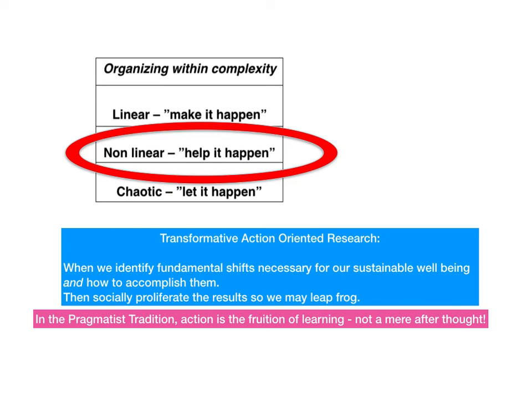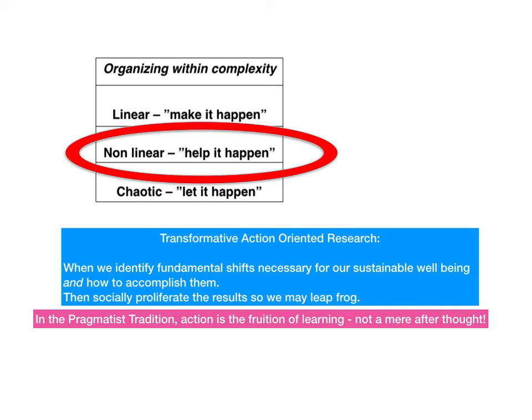Climate change is really very, very frightening. But we can, as action researchers, help things happen. And what is it we're trying to help happen really is transformation. And so when we identify fundamental shifts that are necessary for our sustainable well-being and how to accomplish them, I would suggest we're involved with organizing and learning in the context of complexity. And then if we can proliferate our insights, our experiments to inform others who are up to good things, then we might be able to actually leapfrog where we currently find ourselves. So in that sense, action research is in the pragmatist tradition.